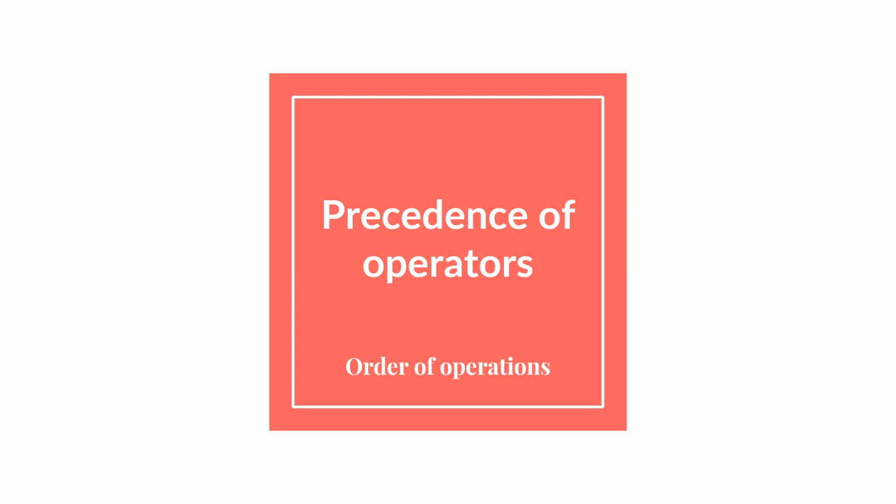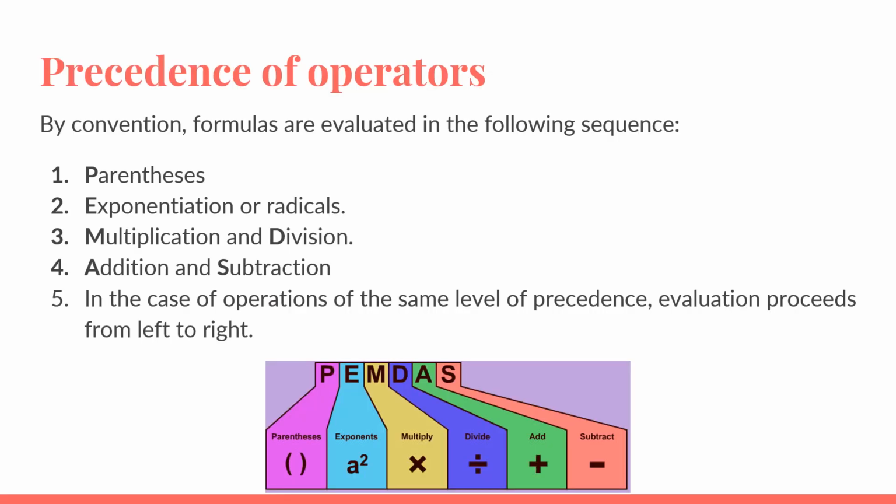Let's begin with the precedence of operators, also known as the order of operations. In mathematics and programming, the order of operations, or operator precedence, is a collection of rules that reflect conventions about which procedures to perform first in order to evaluate a given mathematical expression. Now remember, a mathematical expression can be in the form of numerical expression or algebraic expression.